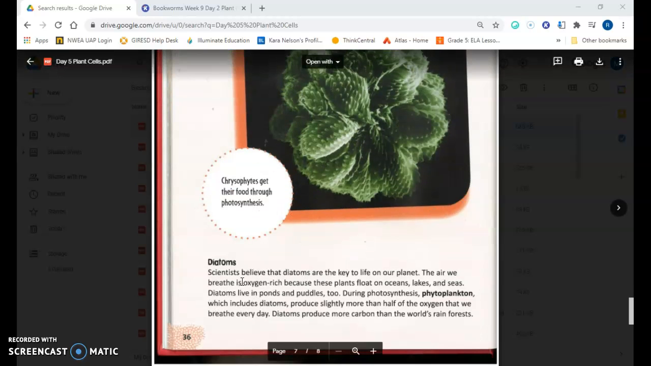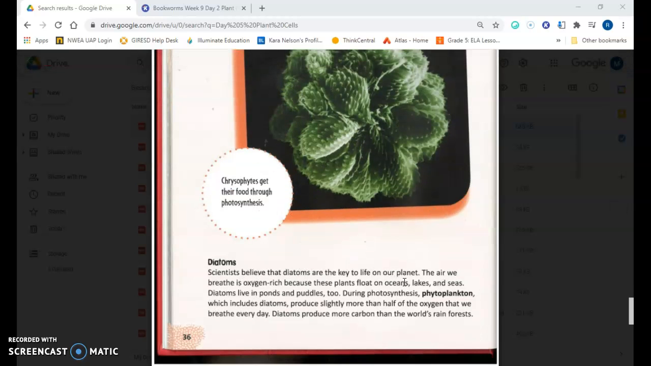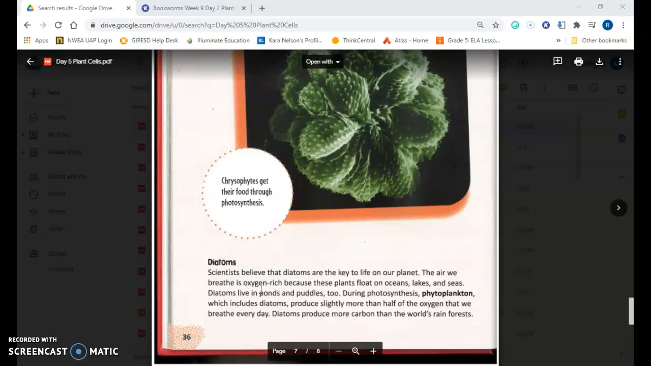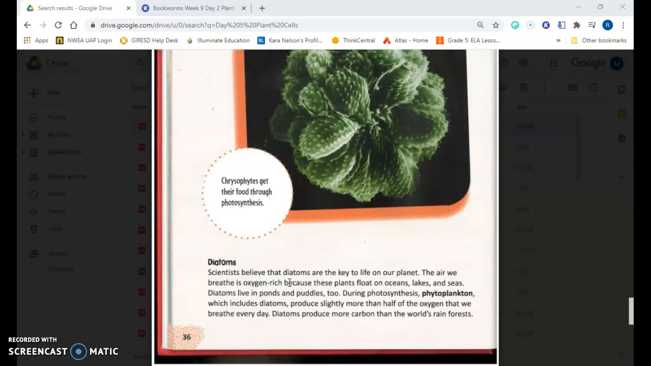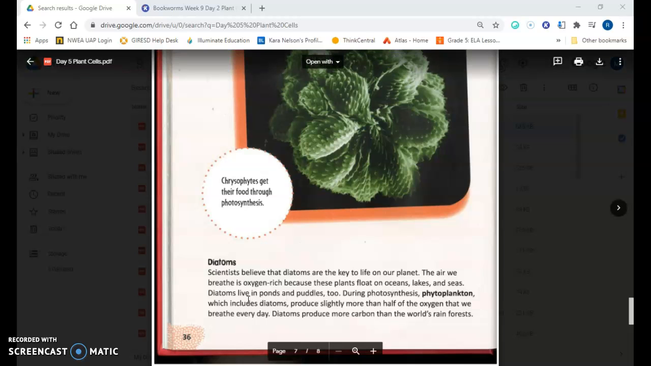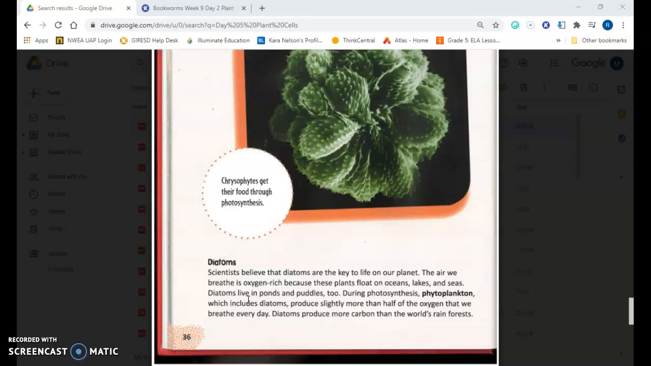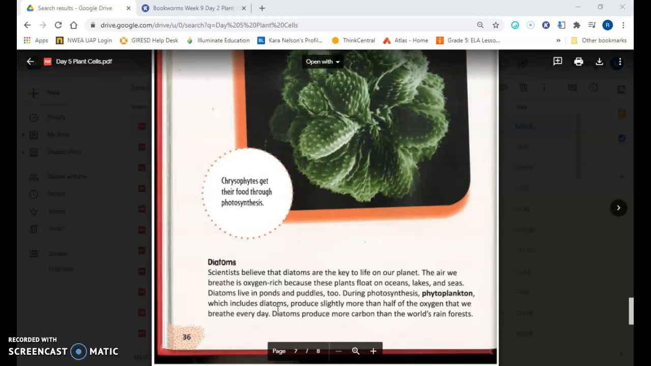So, diatoms. Scientists believe that diatoms are the key to life on our planet. The air we breathe is oxygen-rich because these plants float on oceans, lakes, and seas. Let's recap real quick right here. Why are diatoms useful? Diatoms live in ponds and puddles too. During photosynthesis, phytoplankton, which includes diatoms, produce slightly more than half of the oxygen that we breathe every day.